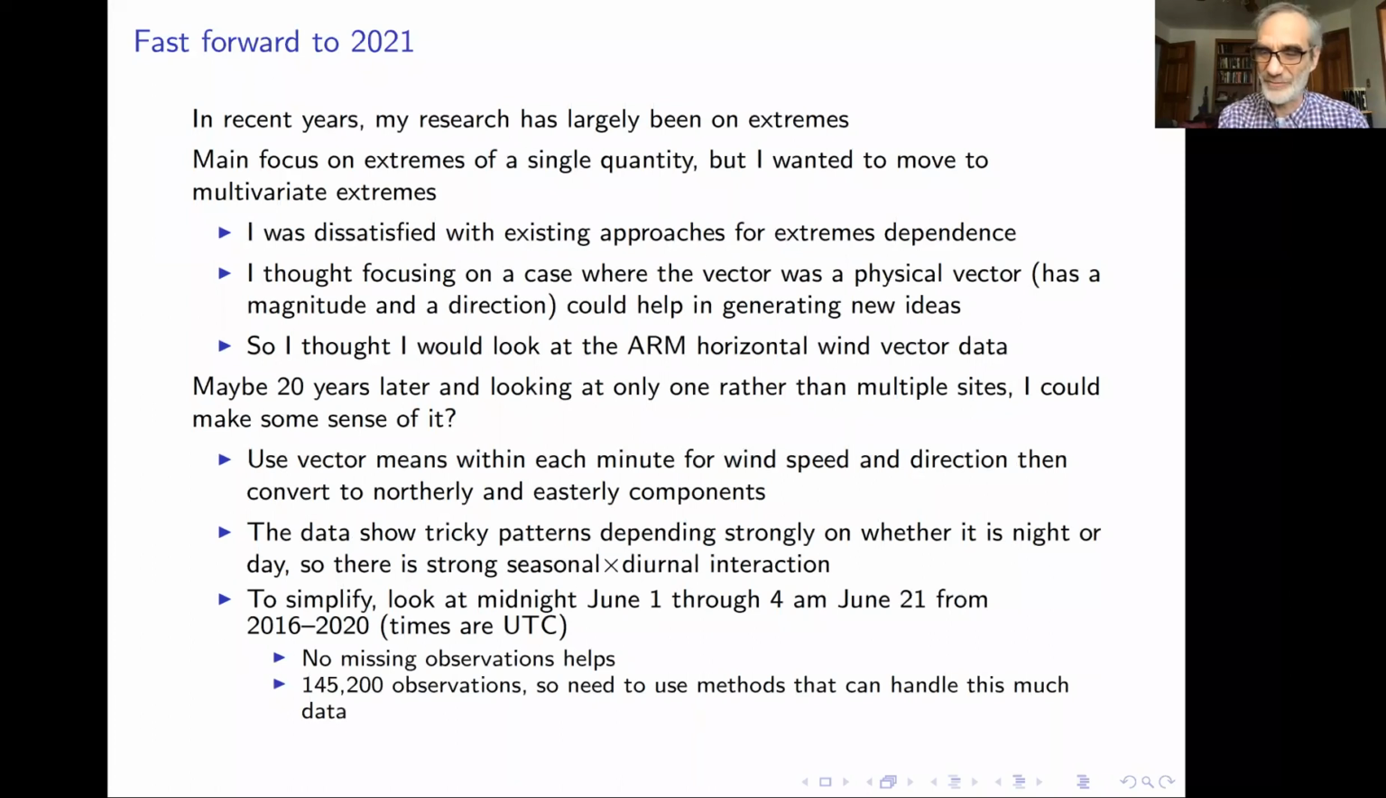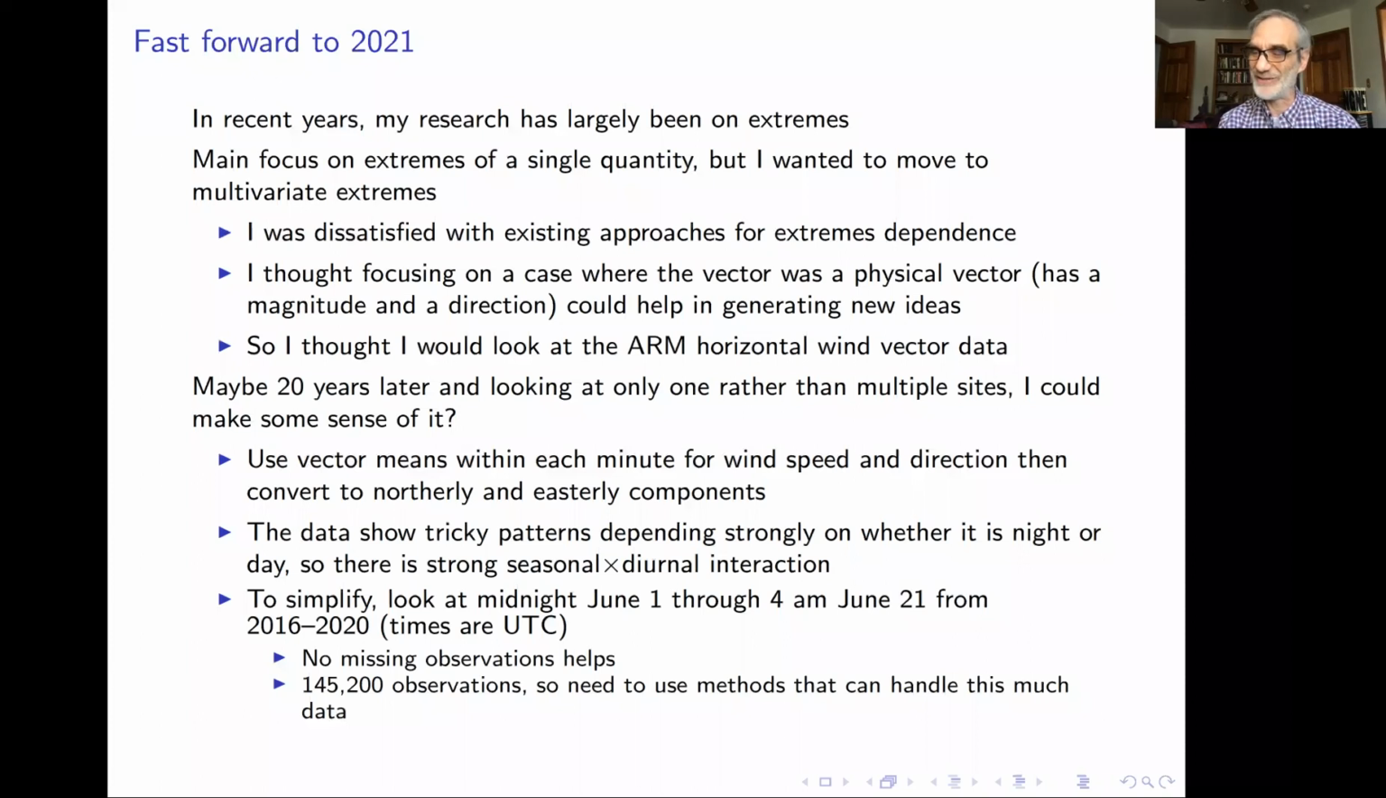Okay, so as Reese said, in recent years I've gotten interested in extremes, and most of my work has been looking at a single extreme quantity at a time. But in so many cases, when we look at extremes, we're interested in multivariate extremes. With weather, you'd be interested in both temperature and humidity, or winds and rain, or temperature at multiple locations, or wind speed at multiple locations. There's a lot of work on that topic, but something about the approaches seems unsatisfactory to me. That's not really relevant for this talk.